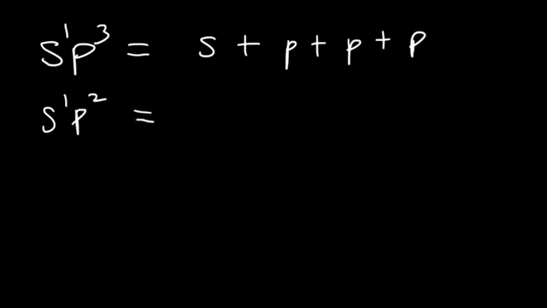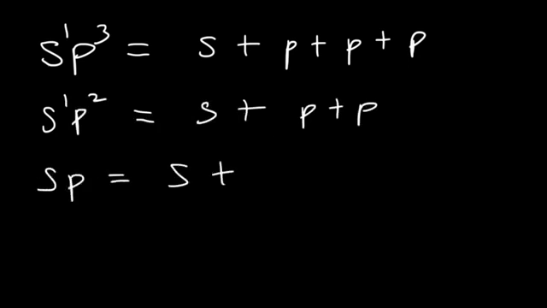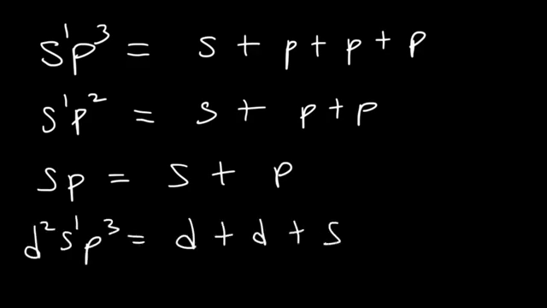sp2 is a hybrid of an s orbital and two p orbitals. sp is a hybrid of s and one p orbital. So now you know what these terms mean. So let's say if you were to see d2sp3, this means that you're combining two d orbitals, one s orbital, and three p orbitals.